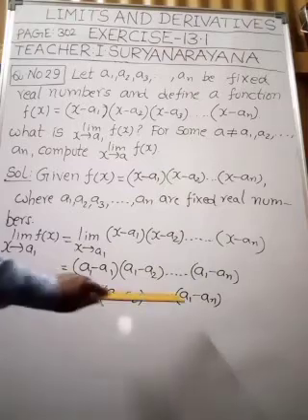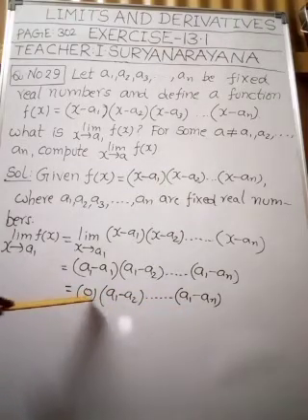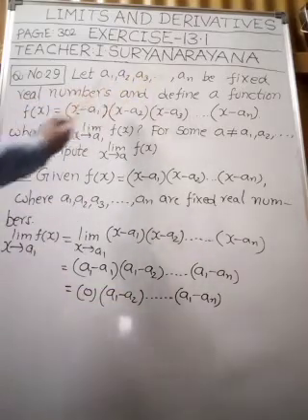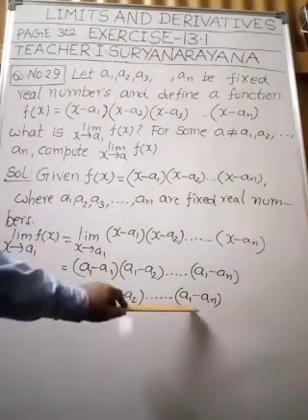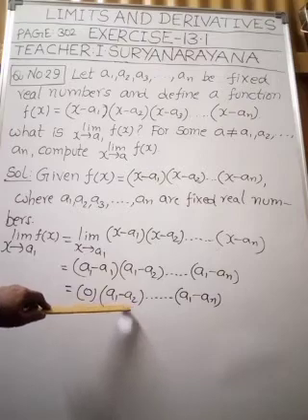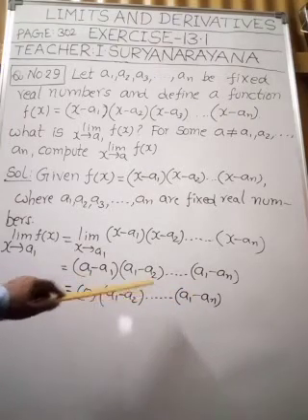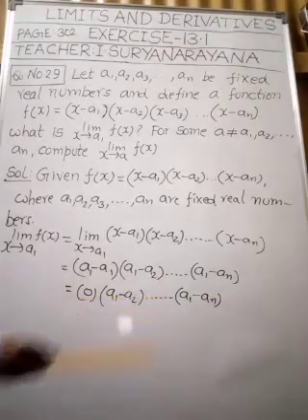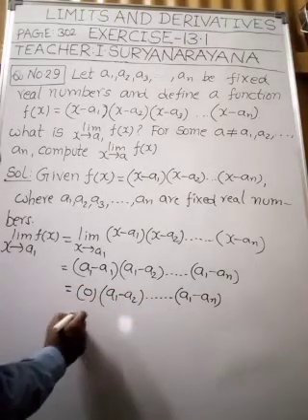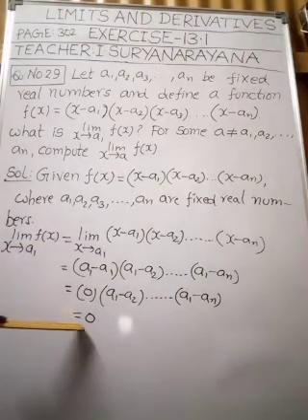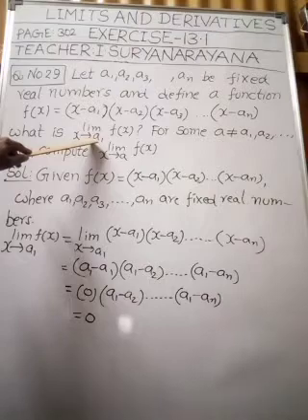Okay, my children, understood this step? So 0 into any number, what will you get? These are all real numbers given already. They are fixed real numbers. a1 minus a2 also we get some fixed real numbers and so on. These are all some fixed real numbers. 0 into any number, what will you get? 0. So this is the limit of f of x as x approaches a1. Understood this first part of the question, my children?